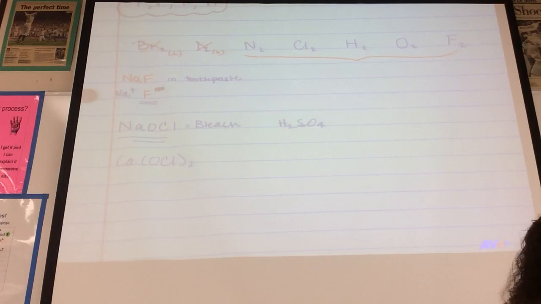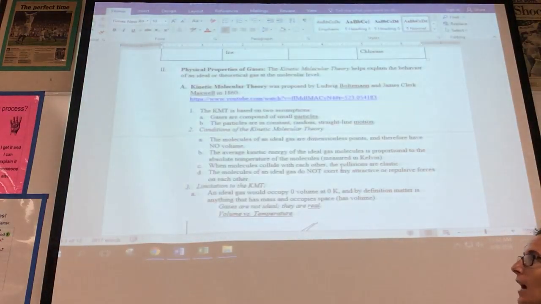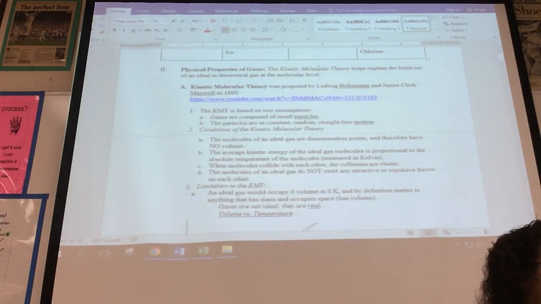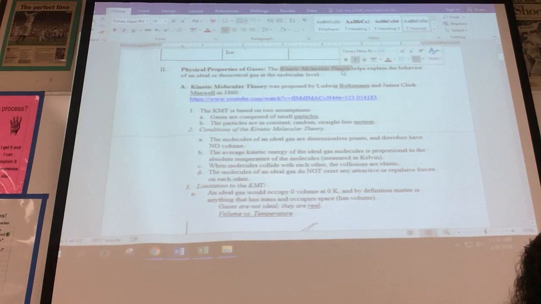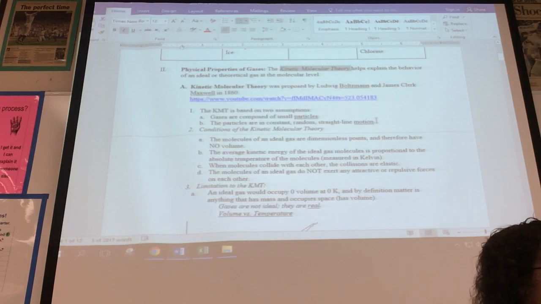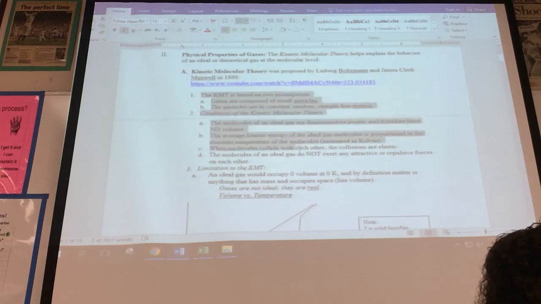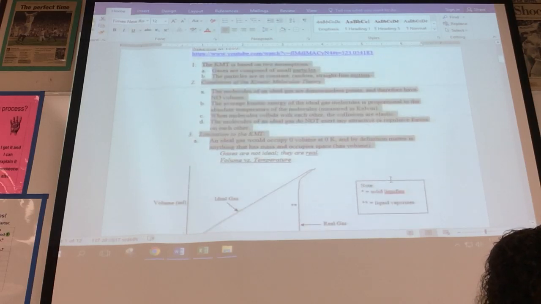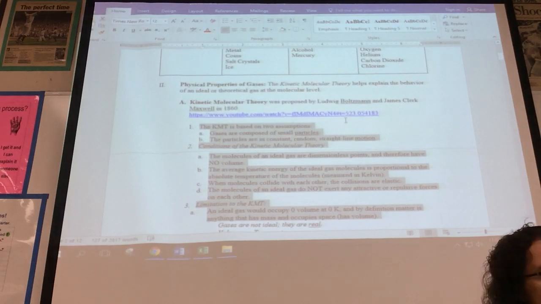Alrighty. To understand gas properties, you need to understand it through the kinetic molecular theory, and we're going to talk a little bit about the kinetic molecular theory proposed in 1860 by Boltzmann and Maxwell. I have a great little video here that outlines all of these key points. I'm going to try and play it softly off the audio system. Let's hope for the best.